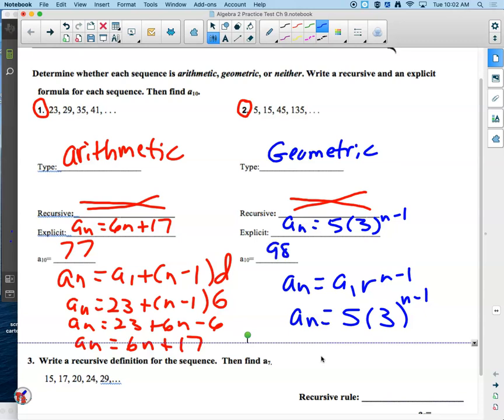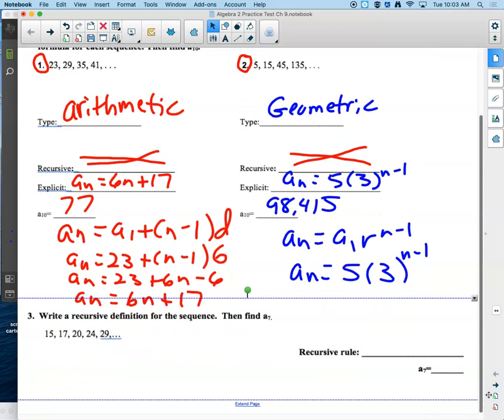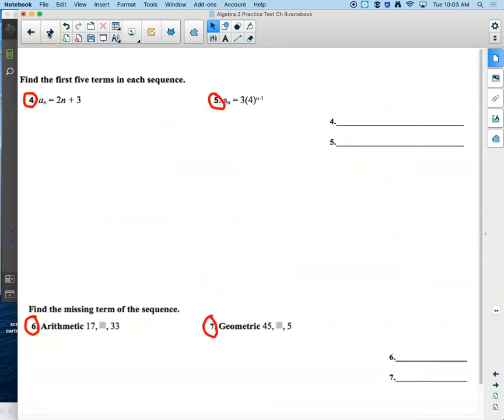98,415. All right, so definitely should expect some problems like that to begin this test. And then, like I told you, we're skipping recursive. So we're going to go to numbers 4 and 5. Well, these are kind of silly. Why don't you go ahead and do 4 and 5 while I fix attendance here? Because I'm certain you know how to do those.